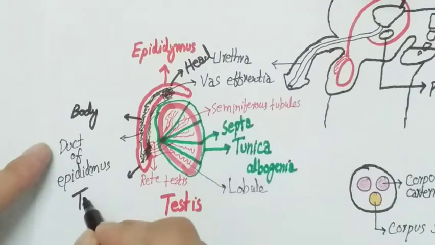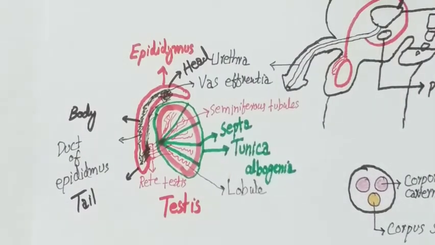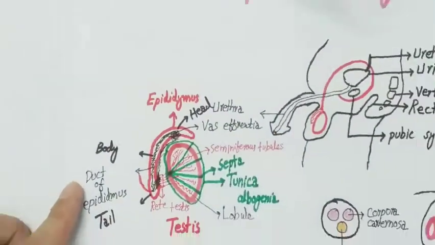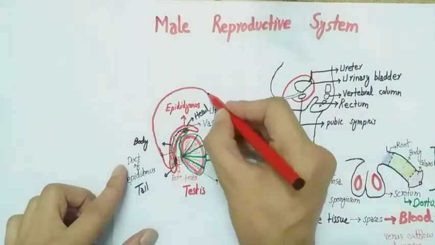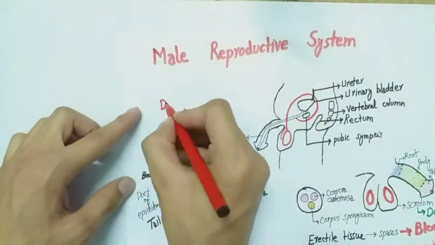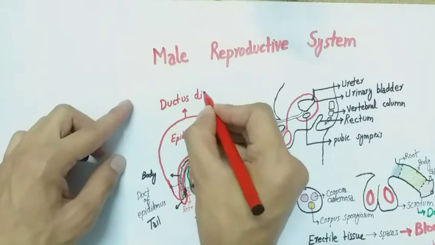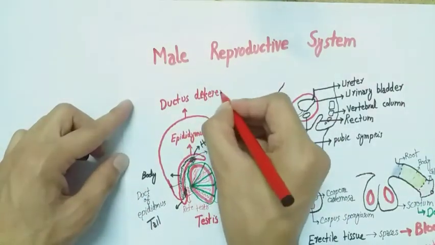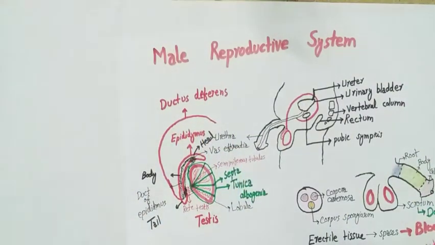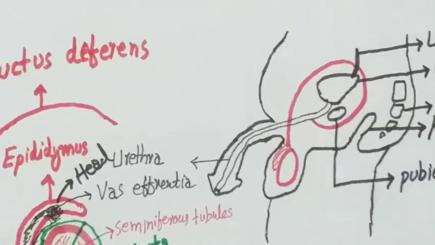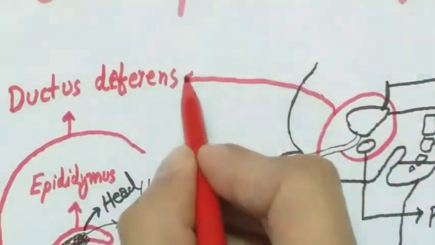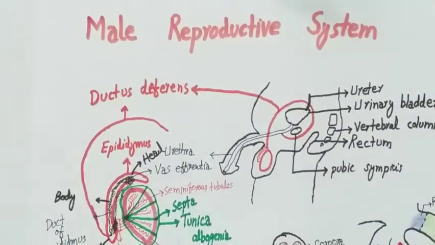From the tail of the epididymis, the ducts are extending upward and forming a duct that is called the ductus deferens. The ductus deferens is then surrounding over the urinary bladder and the pubic symphysis, and they are eventually joining the urethra.